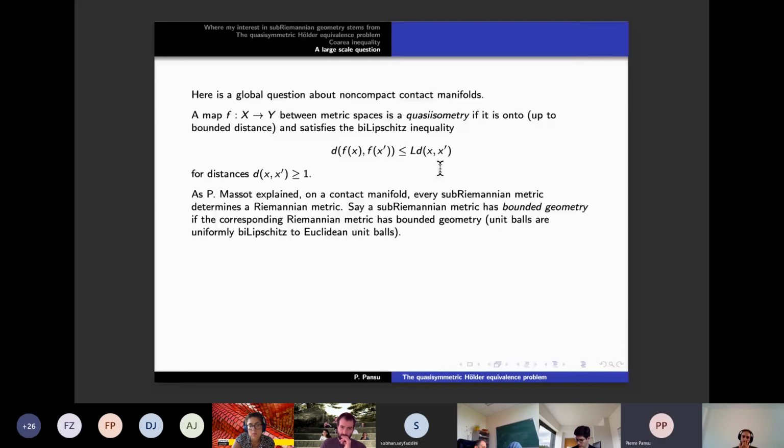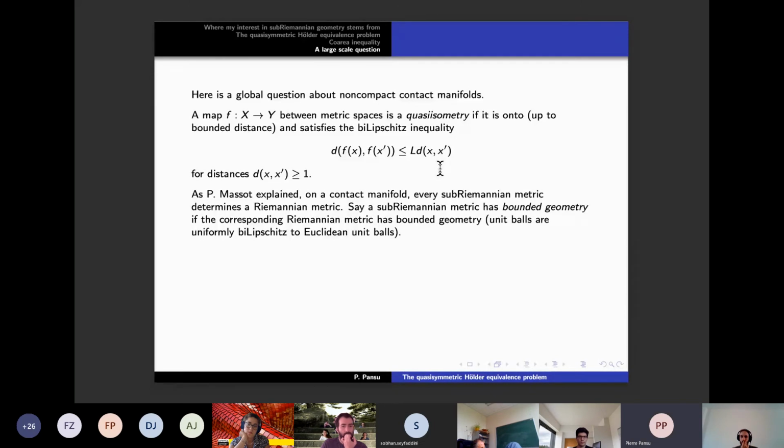So I say a Riemannian manifold has bounded geometry if all balls of radius 1, let's say, are bi-Lipschitz equivalent to the unit Euclidean ball with a uniform constant. So each ball looks more or less the same, each ball of a fixed radius. This is the notion of bounded geometry in the Riemannian case.